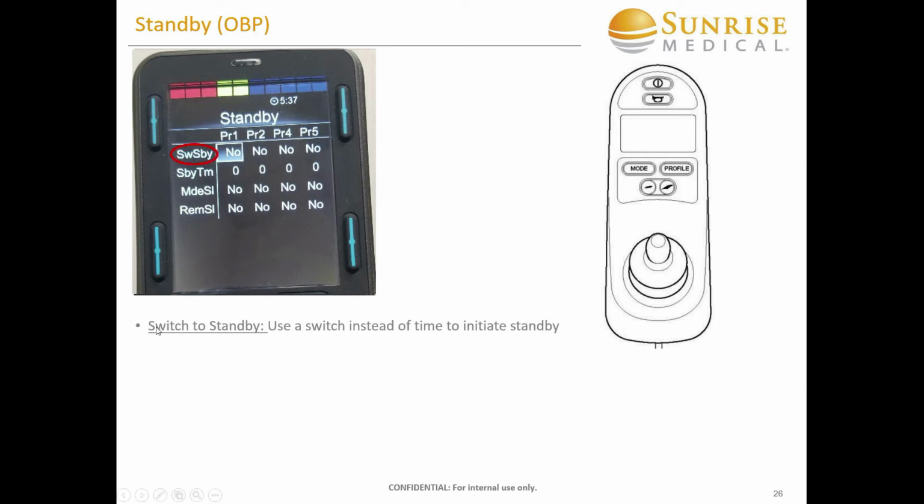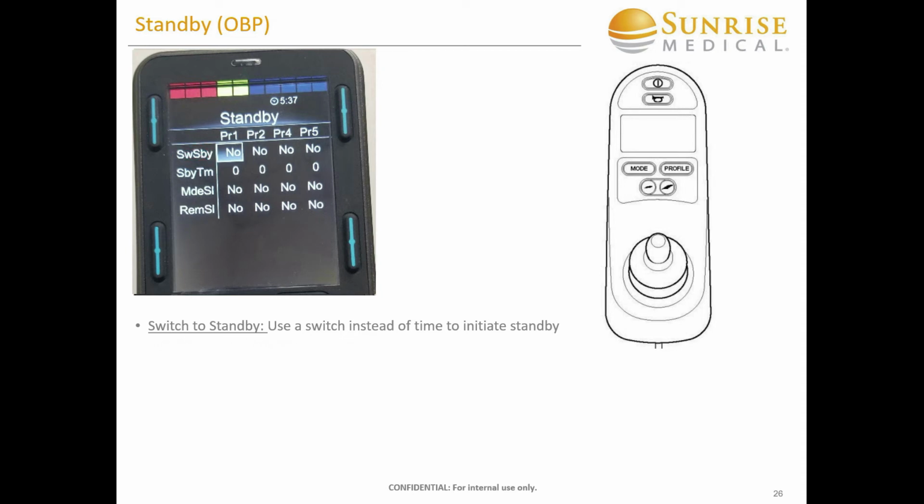So first of all, switch to standby. It really isn't what we want to use here. Now you can do this. Instead of using a timeout, you can have a switch. But to me, if you have a switch, you don't really need standby because it's kind of redundant. If you can have a switch, just set that switch up to an assignable button and have that be your mode profile button. We don't really need that in this case.